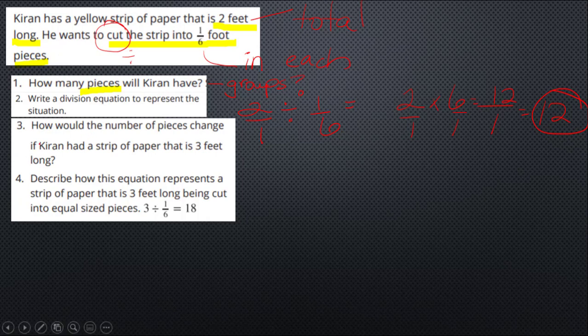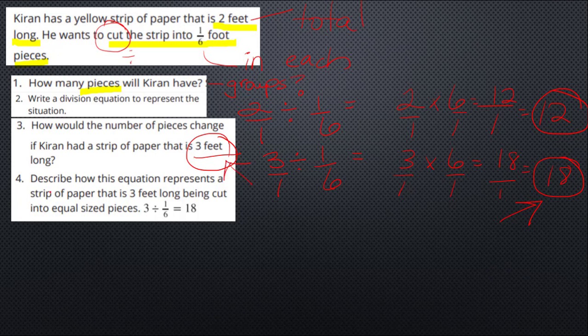So number 3 says, how would the number of pieces change if Kyron had a strip of paper that is 3 feet long? So instead of the 2 being our total, the 3 is now going to be our total. So we would say 3 divided by, leave the 1/6. You need a 1 under your 3. Change to multiplication and flip the second fraction. 3 times 6 is 18. 1 times 1 is 1. So that would give me 18 groups. So what has changed? Well, we have more groups when we made our total bigger.